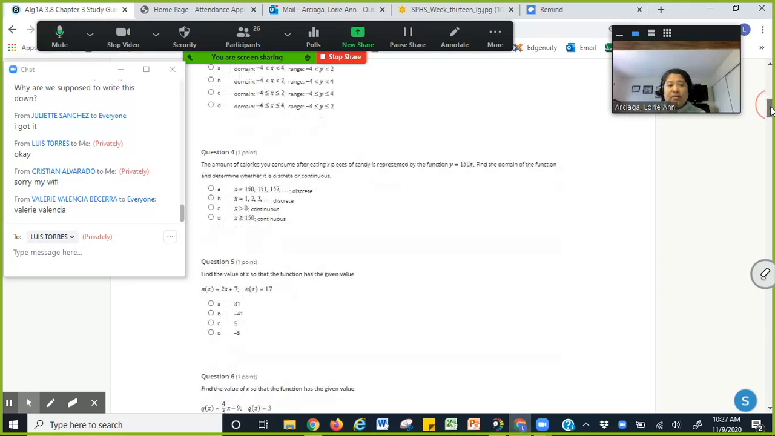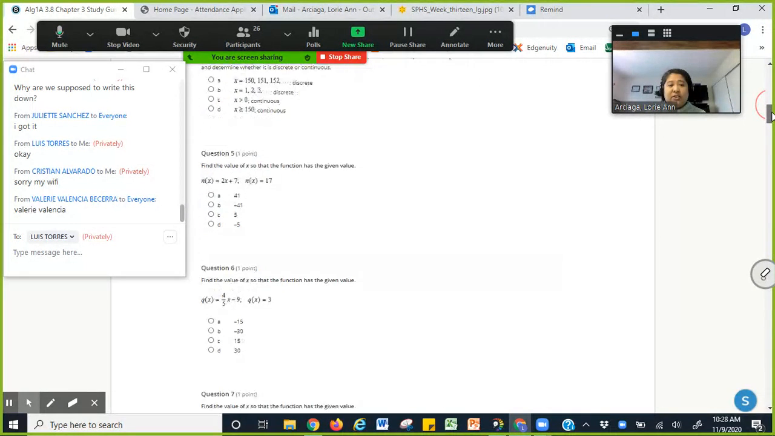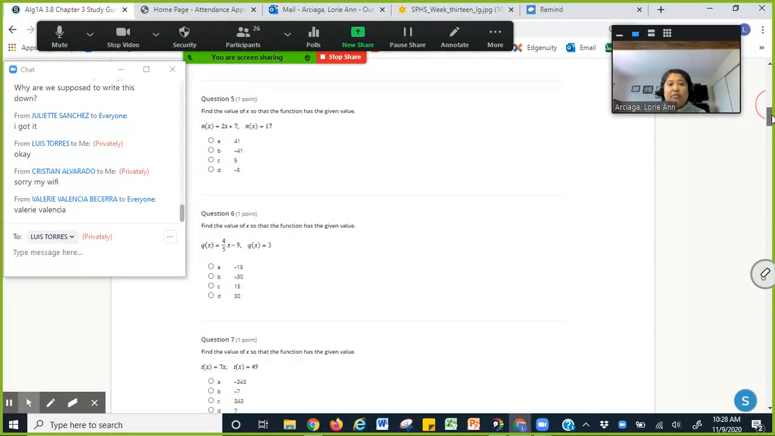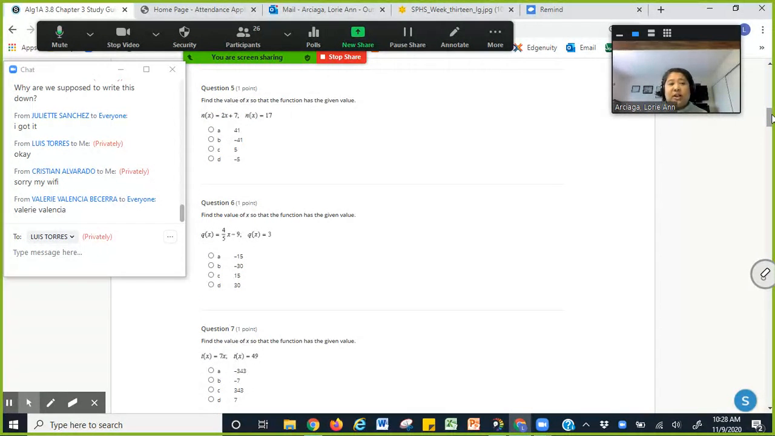Okay, so now let's switch gears. We're going to look at some functions now. Number 5. Find the value of x so that the function has the given value. So you have n of x equal to 2x plus 17. The fastest way to do this is by plugging it in, right? Trial and error, plug it in. So n of x is 17.